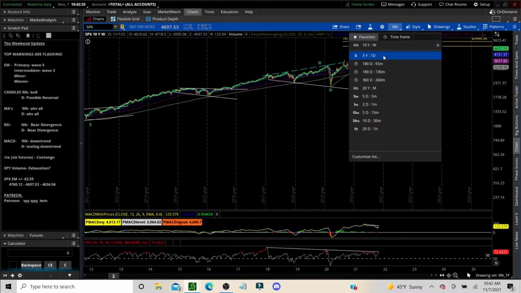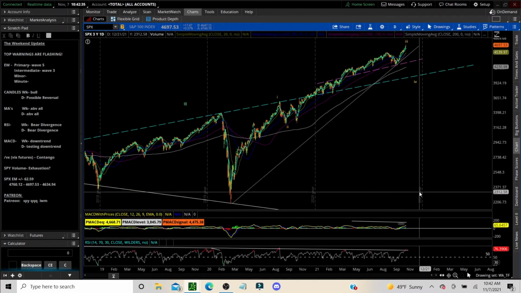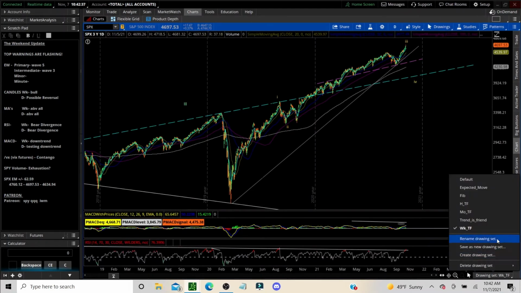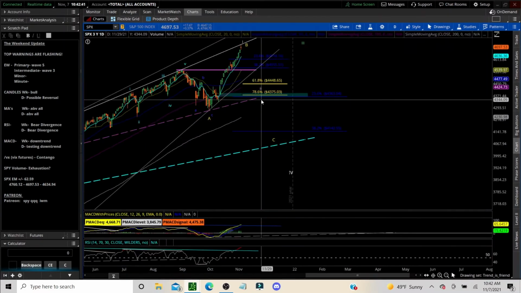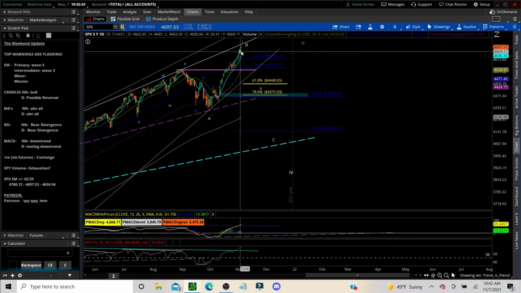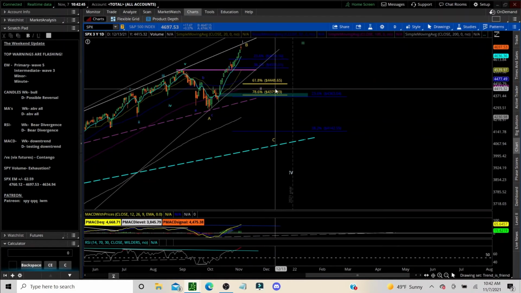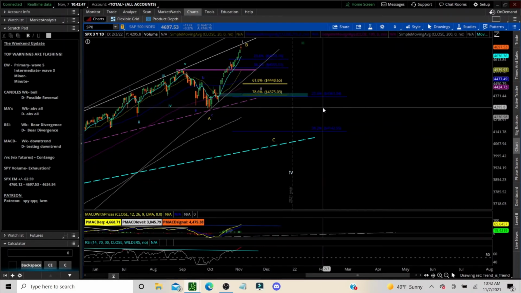So don't get too bearish. Don't think that this move is over. We're just looking for a correction. We've been looking for a correction, but this huge, massive move really stung us pretty good.